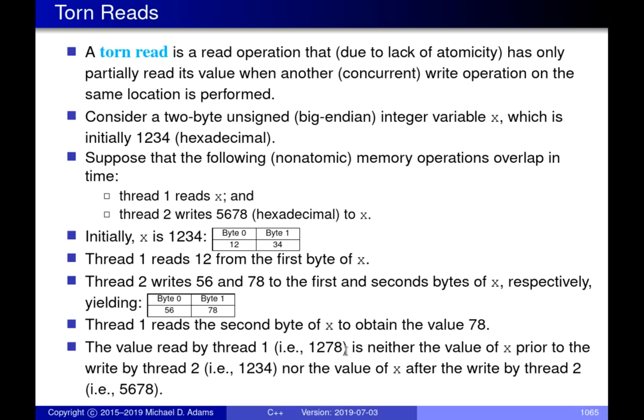But notice that 1, 2, 7, 8 is not the value that x originally had, which was 1, 2, 3, 4. It's also not the final value, which was written by the other thread, 5, 6, 7, 8. It looks kind of like a random value. Effectively, you have part of the old value and part of the new value combined together. And this is the value that actually got read by thread 1.